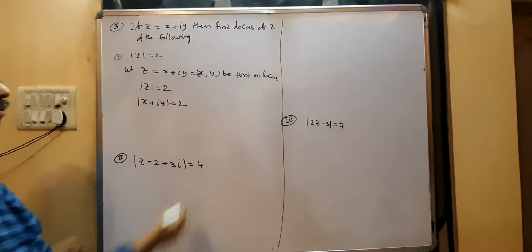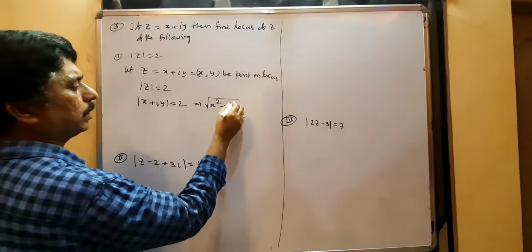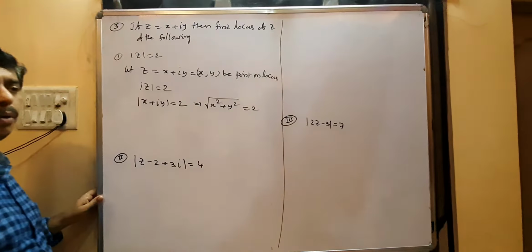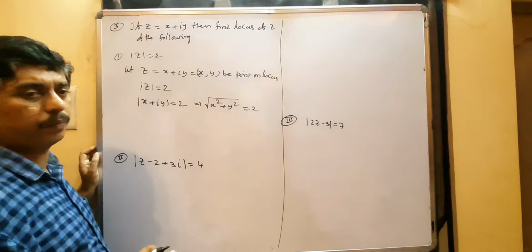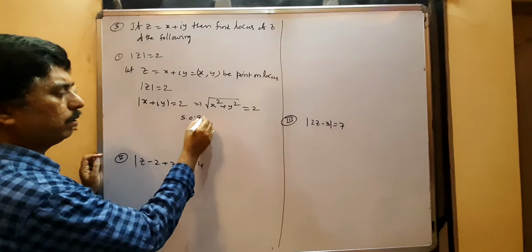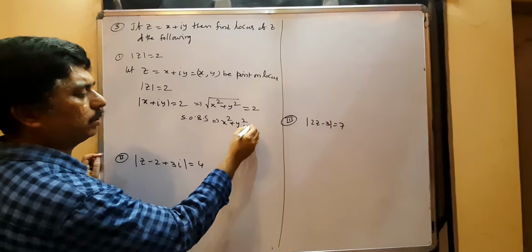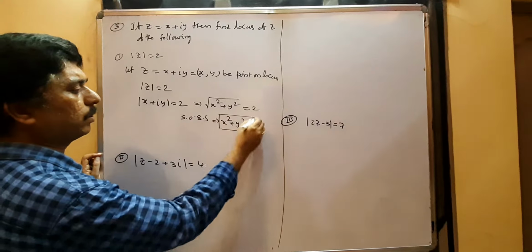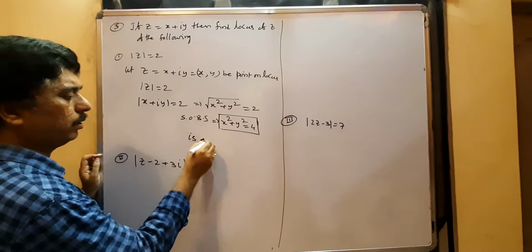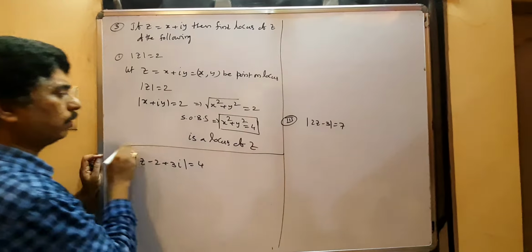Modulus of x plus iy, what is the formula I have? Root of x square plus y square equal to 2. But the equation of a locus does not contain radicals, so squaring on both sides, x square plus y square equal to 2 square, that is 4, is the locus of z. Copy it.